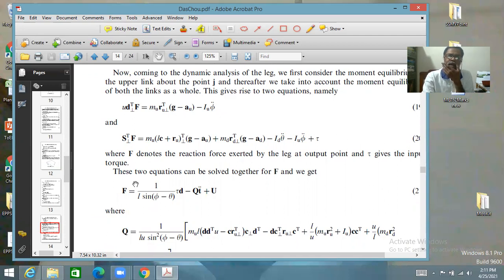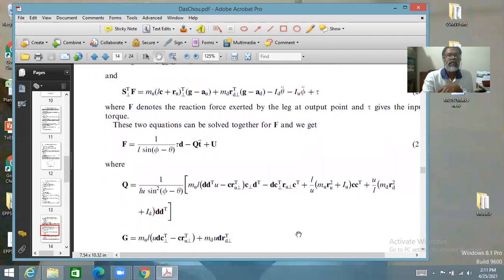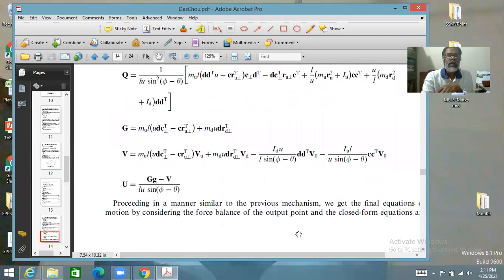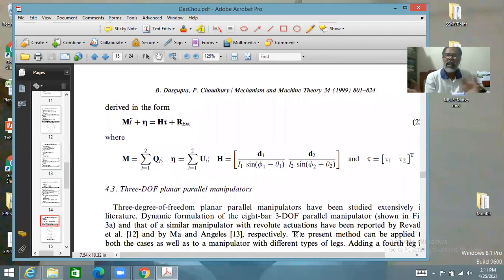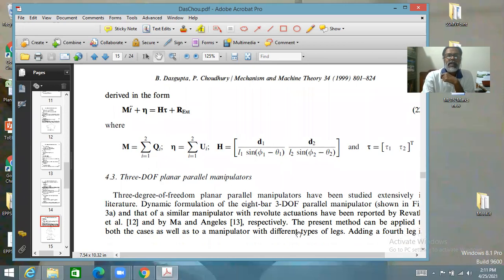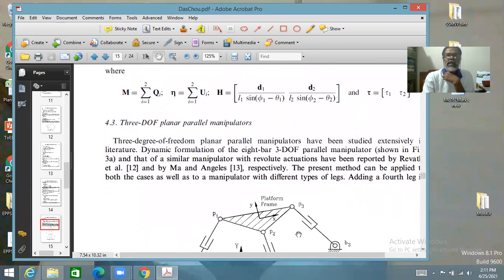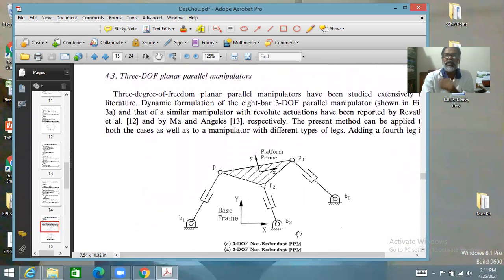Okay. So after you get that, with very complicated expressions, you go to the platform and add up everything. The platform is a single point here. So like this, you can carry out the analysis for a 3 degree of freedom planar manipulator also, with 3 links.